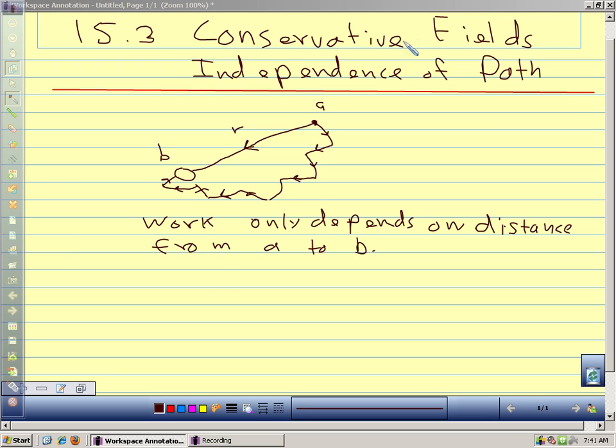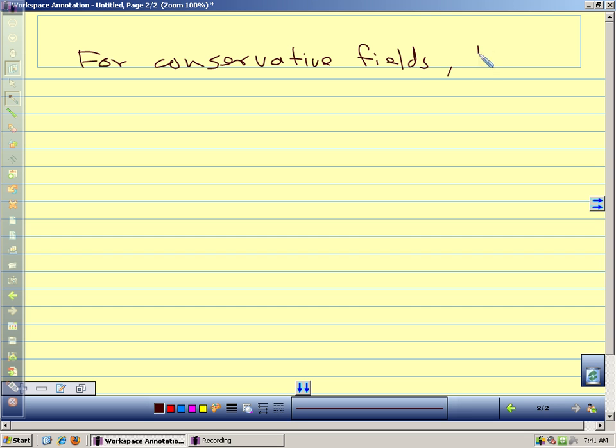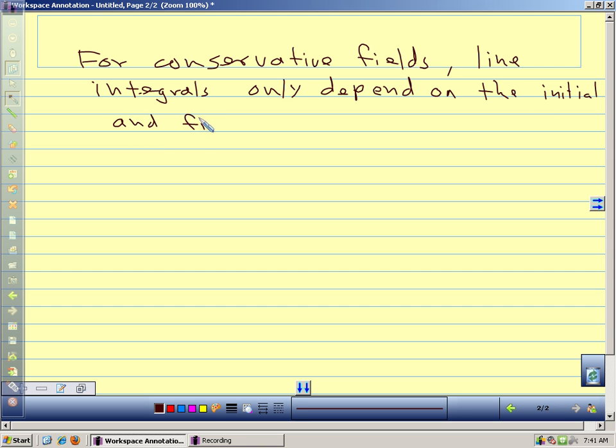So let's talk about conservative fields and develop what we're going to do today. For conservative fields, line integrals only depend on the initial and final point. So let's take a look at why that's the case. Remember that for a conservative field, we can say that the vector field is the gradient of some scalar function, and f is the potential function.